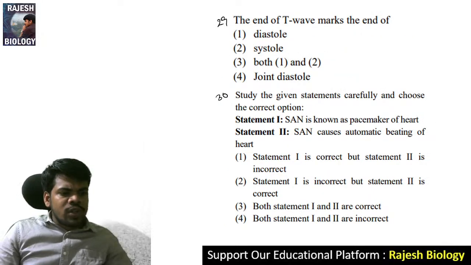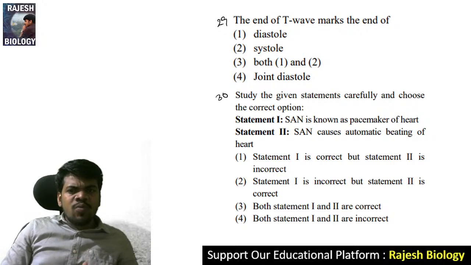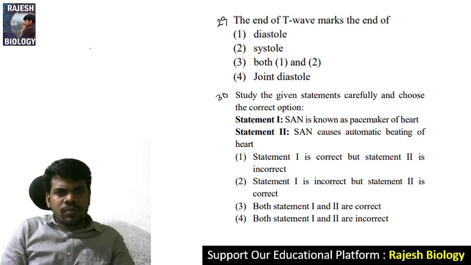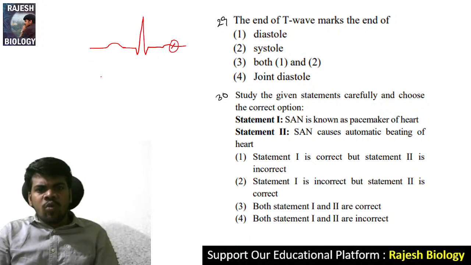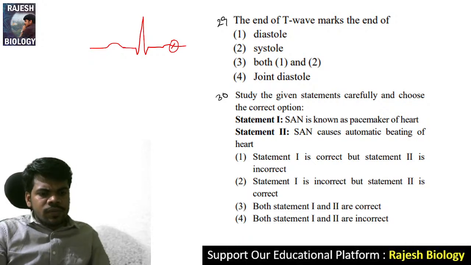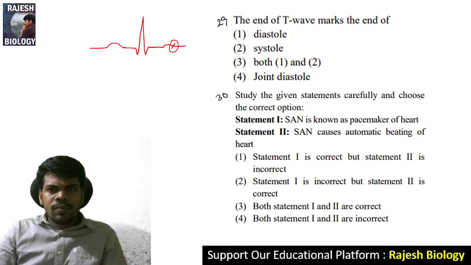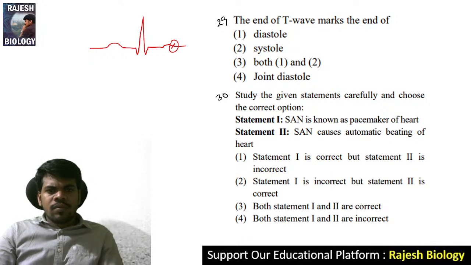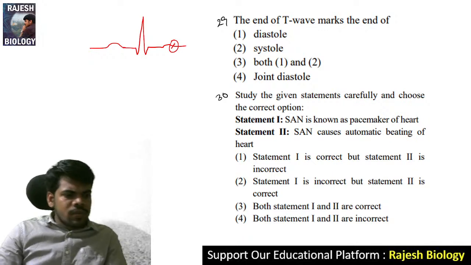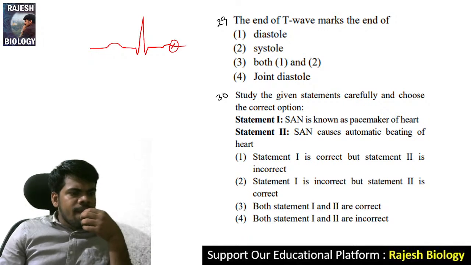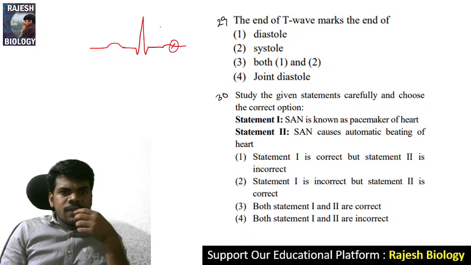Now come to the 29th question. The end of the T wave marks the end of what? P, Q, R, S, T. Here, the end of the T wave marks the end of systole. Perfect.